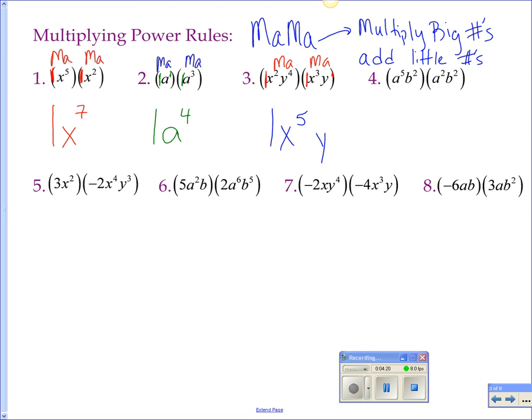All right, so Y has a what with it? 4. What else does the Y have? What are we doing with the 4 and the 1? Adding. Very good. You add the little number. So that gives me Y to the 5th. Okay? All right. Try number 4 on your own.